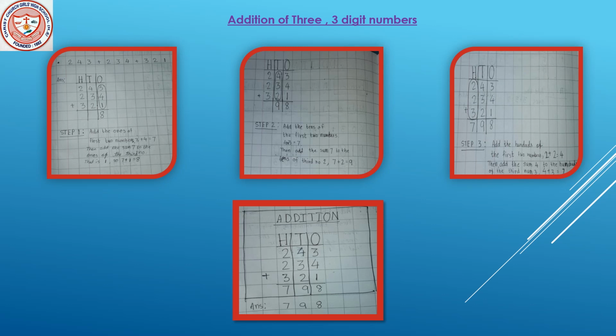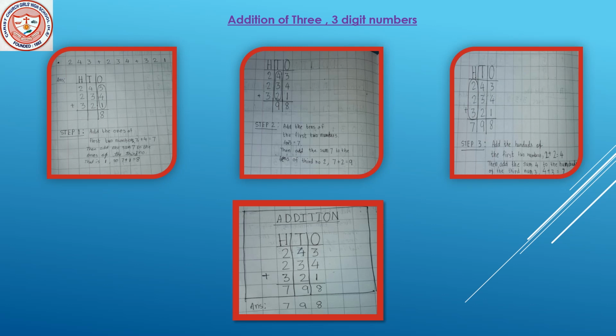In this example, the first two numbers in ones place, 3 plus 4, is equal to what? 7. Then add the sum 7 to the ones of the third number, and that is 1. So 7 plus 1 is equal to 8.